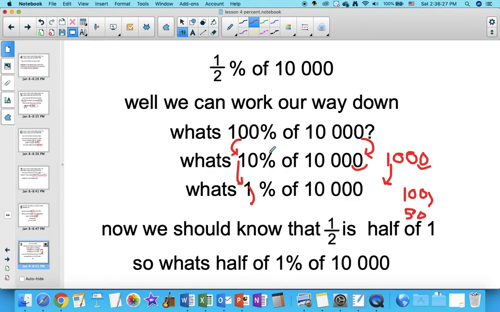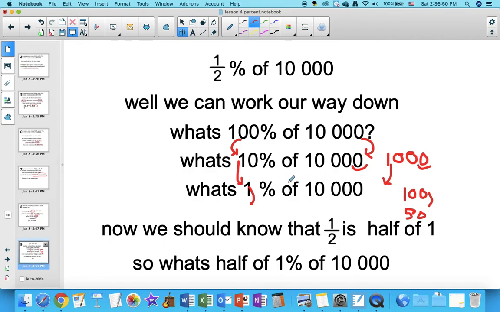Okay, but then I'm finding 10% of 10%, or dividing 10% by 10, which would give me 1%. Well, then I take the 1,000, which is 10%, and I divide that by 10, which moves the decimal over one spot, which will give me 100. So now I know 1% of 10,000 is 100.